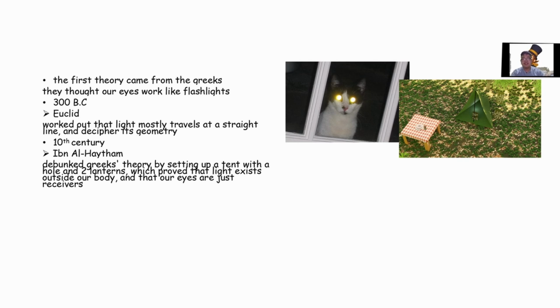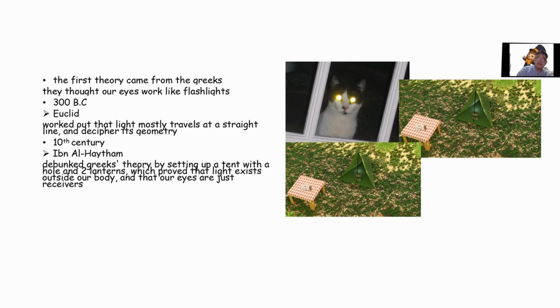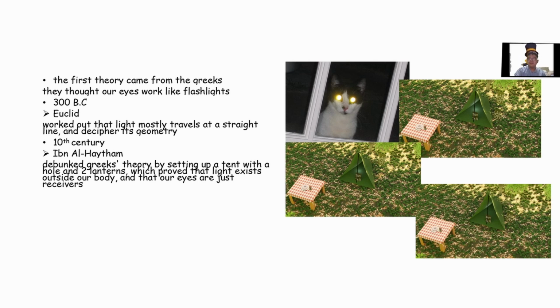As you can see, there's a tent and two lanterns outside. And inside the tent you can see two spotlights produced by the lanterns. When one of the lanterns is covered or just gone, there's only one. Same goes with the other lantern.